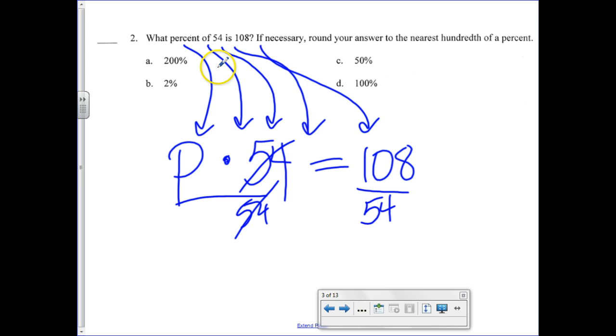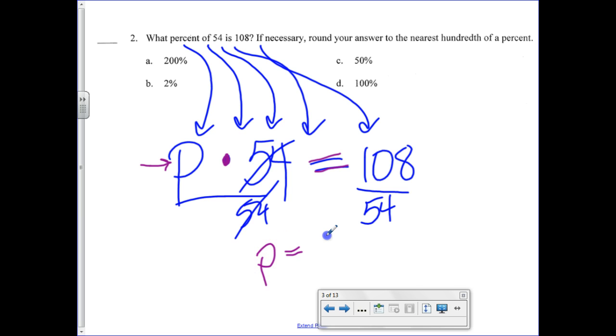All right. On question number 2, translate this exactly and you'll figure it out. What percent? That's your unknown. Of always translates into multiply. 54, put that there. Is translates into the equal sign. 108. This is your unknown, therefore you must undo the multiplying by 54 with division. So it's a division problem.